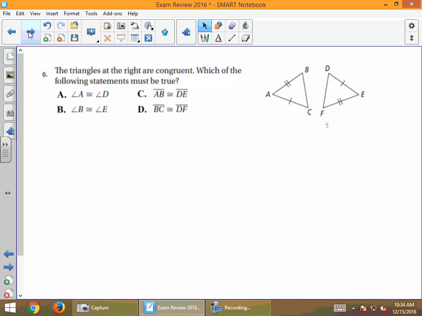All right, let's move on to number 6 here. The triangles to the right are congruent. Great, that means they're equal. Which of the following statements must be true? We've got various measures. So A is talking about angle A and angle D. We know they're congruent, and we know order matters. Are those 2 angles congruent?